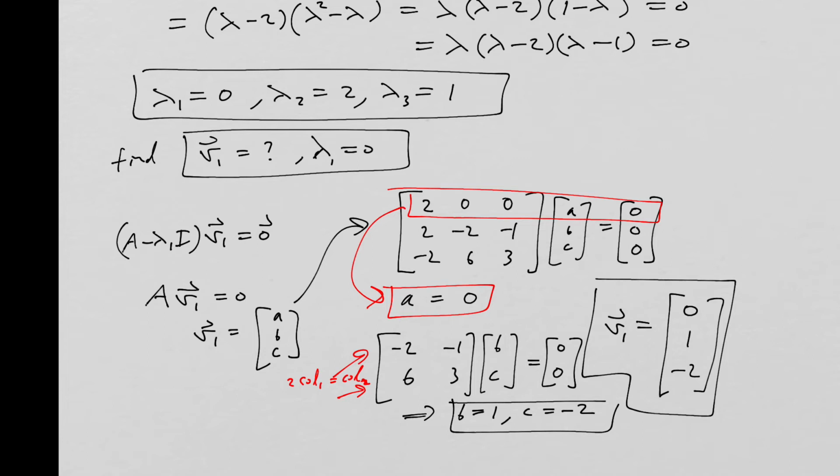We could multiply it by negative 3. The only thing we don't want to multiply it by is 0, because then we would lose all the information about the vector that's there. Okay, and this is associated with lambda 1 is equal to 0. So we found our first eigenpair.